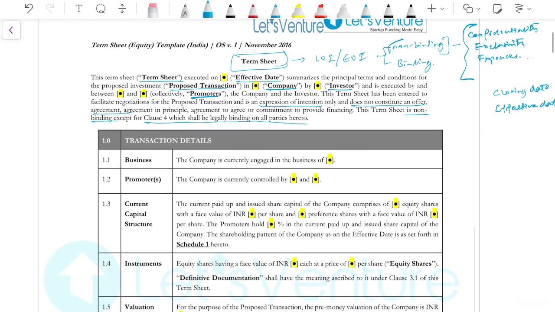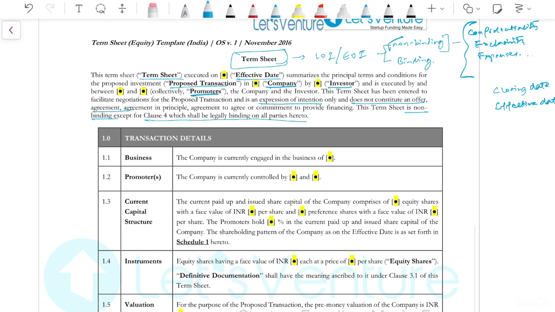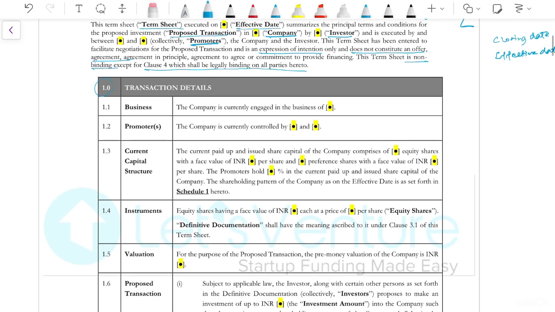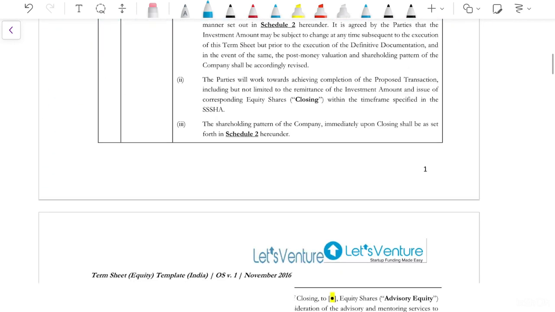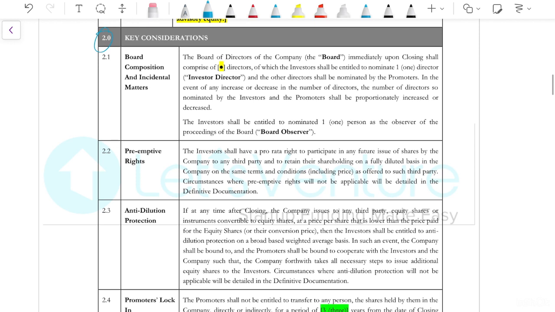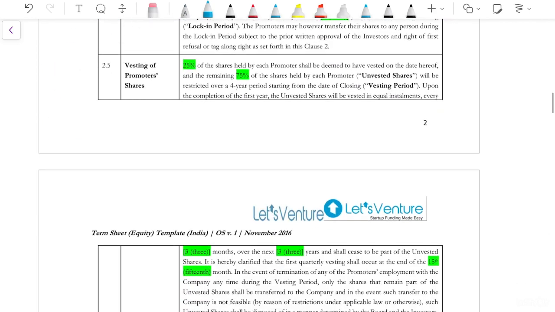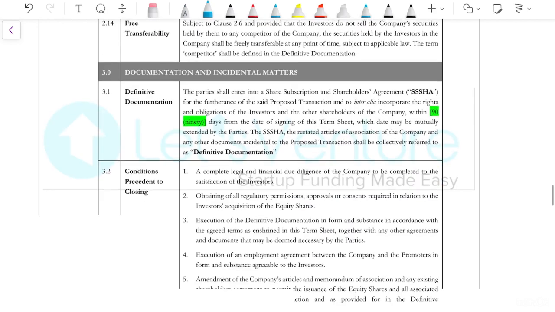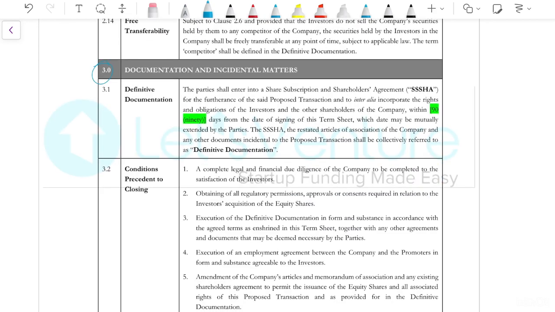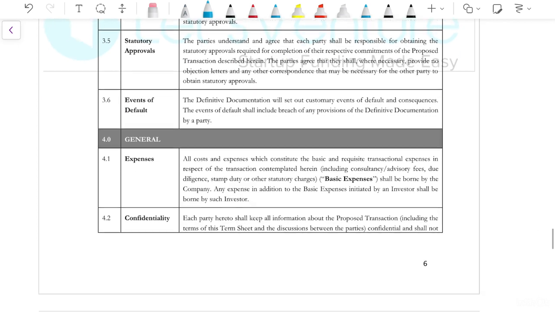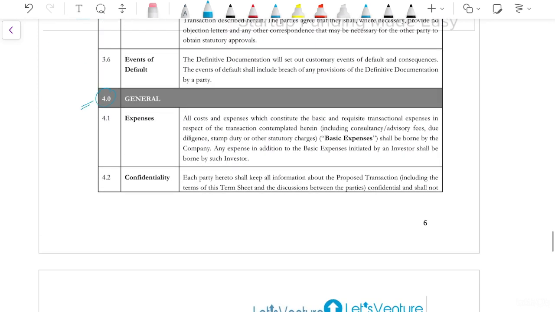Now, on that note, this particular term sheet, which is on the screen, has been structured into four parts. First part is the transaction details, which gives us an overview of the proposed transaction. The second part is key considerations, wherein we are discussing the most crucial matters of a term sheet. For example, board composition, anti-dilution, ROFO, ROFR, etc. The third part will be documentation and incidental matters, and the last part is the general matters. And just note that these general matters are something which have a legal binding on the parties to the term sheet.